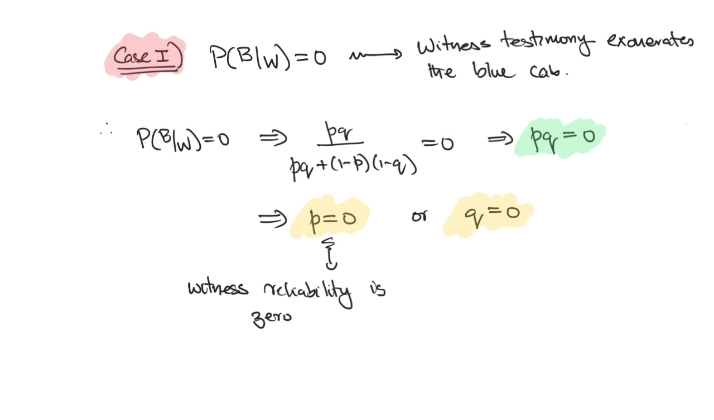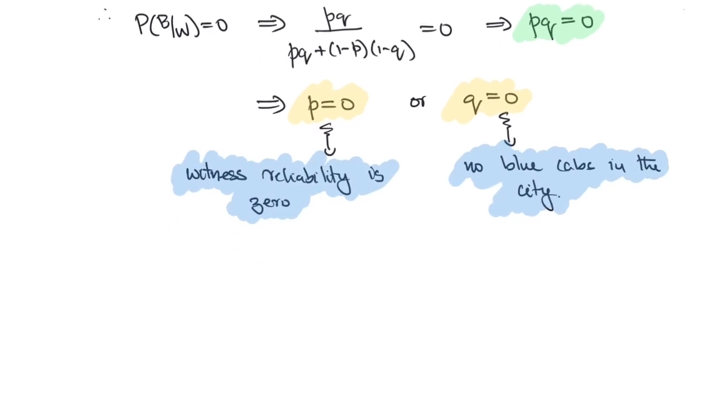Also, if Q equals 0, we are dealing with a situation where there are no blue cars in the city, which should mean that the probability that the involved cab was a blue cab given witness testimony has to actually equal 0.